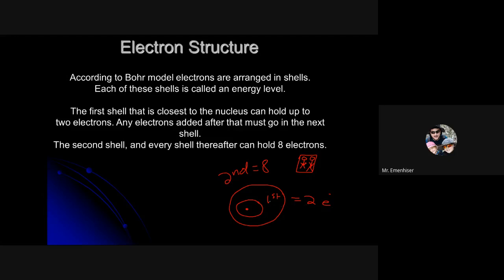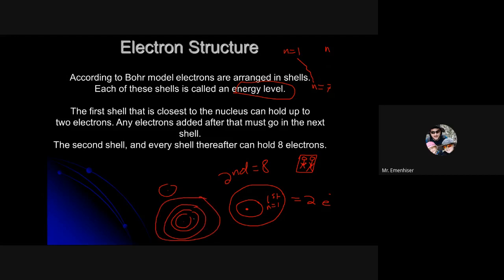And sometimes we say that this shell is called n equals 1. That just means that the energy level is 1. And we call them energy levels or shells. And so we've got a couple shells. There's 7 shells on the periodic table for all elements. So there's n equals 1 all the way to n equals 7. And so we can have anywhere from 1 shell all the way to 7 shells.